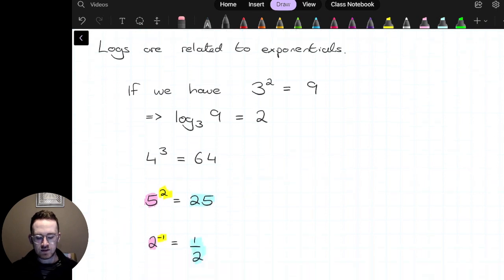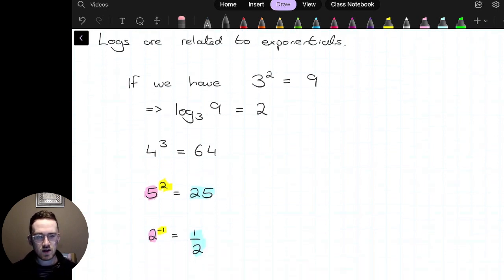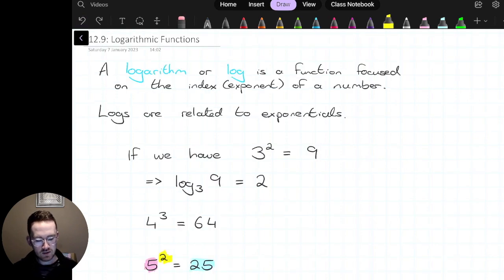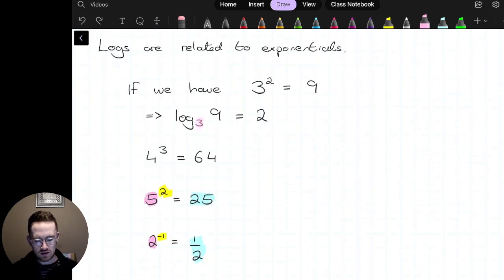So for example, if we have 3 squared is equal to 9, or 3 to the power of 2 is equal to 9, we could rewrite that as log to the base 3 of 9 is equal to 2. And it's important for us to get that sense of what these different numbers mean and where they are.